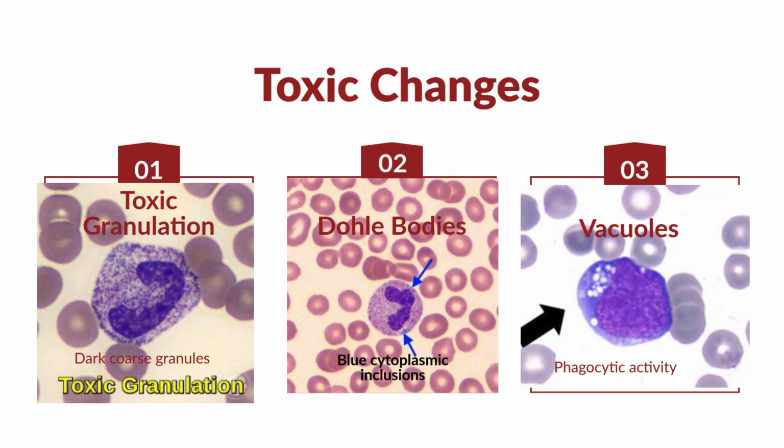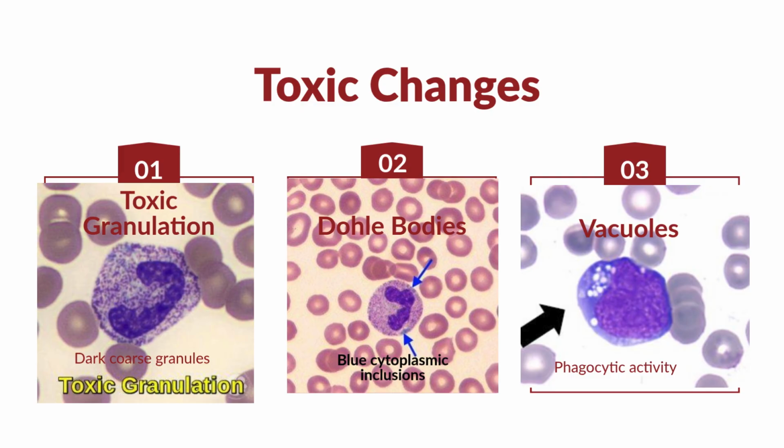So here are toxic changes. This is what you would see in a severe bacterial infection, so this could be septic infection. Think bacterial infection. Here's a memory trick: toxic cells look stressed. There are 3 major toxic changes you absolutely need to recognize.